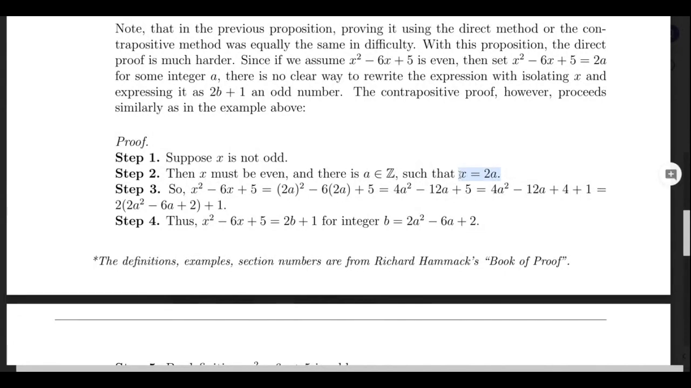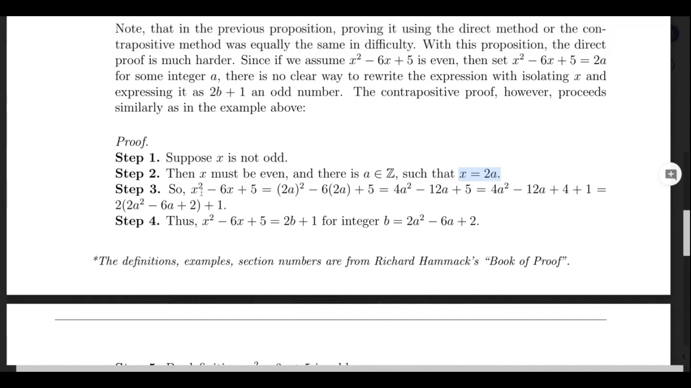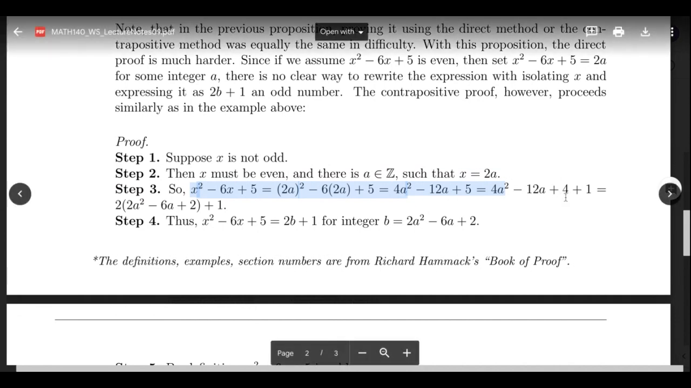So we can write x equals 2 times some integer a. Then we can plug in 2a for x and simplify the expression. In the end, we get 4a squared minus 12a plus 4 plus 1. Again, we can factor out.